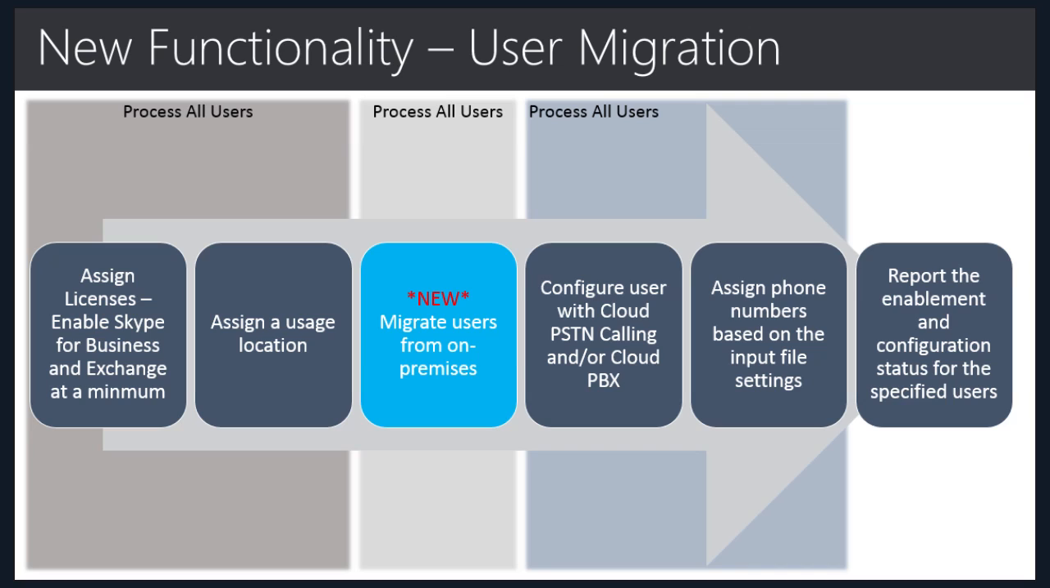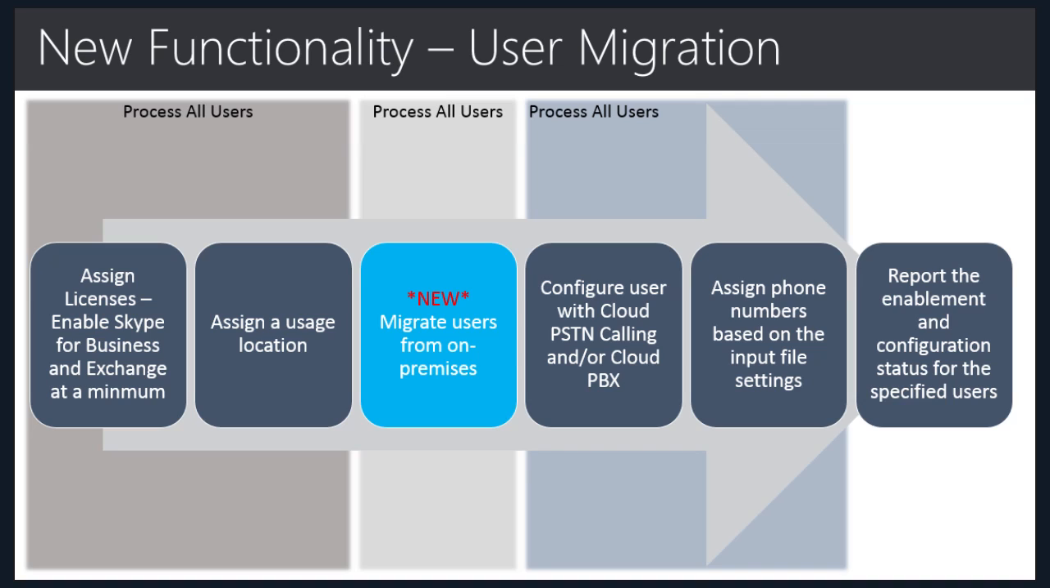Likely between that step and the next step, you will see the script say that it is pausing to wait for those licenses to become active. That is the separation that you see between the process all users boxes on this slide. What is new in the script is a kind of step in between enablement of licenses and configuration, and that is to migrate any of those on-premises users that you specify that need to be migrated.